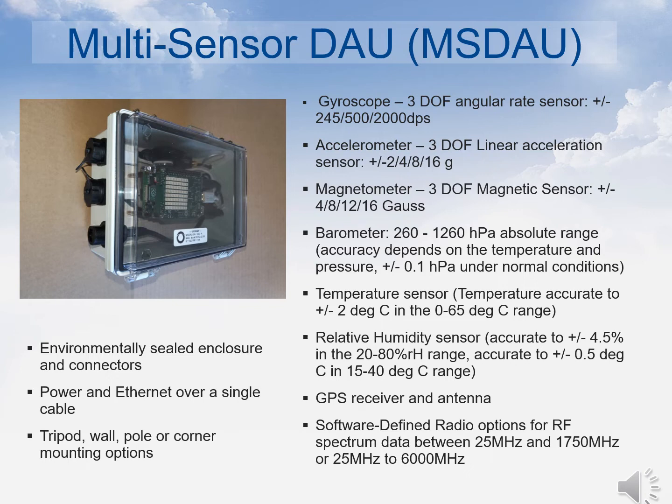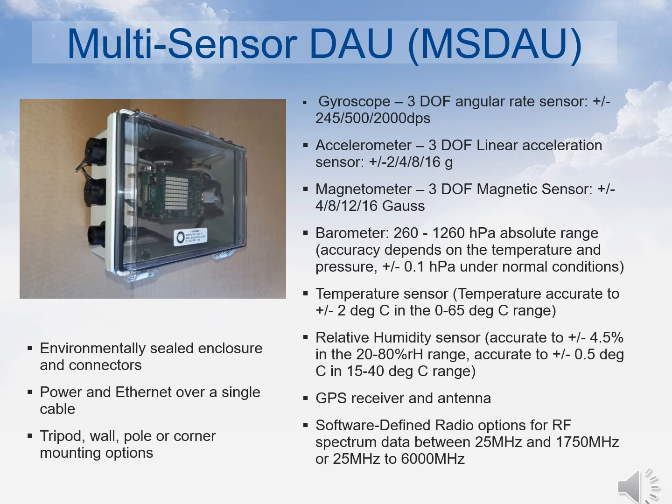The MSDAU includes a number of sensors, including a 3-degree of freedom gyroscope, 3-degree of freedom accelerometer, 3-degree of freedom magnetometer, as well as a barometer, temperature sensor, and humidity sensor, the three of those sensing internal conditions in the MSDAU for determining the unit's health. A GPS receiver and antenna are included for providing the real-time location of the MSDAU as well as providing time of day. In addition, the MSDAU includes an internal software-defined radio receiver for measuring the ongoing background RF spectra.